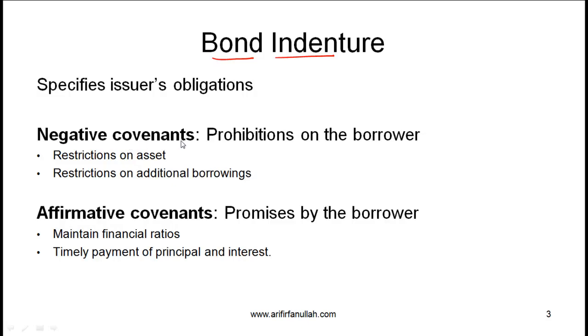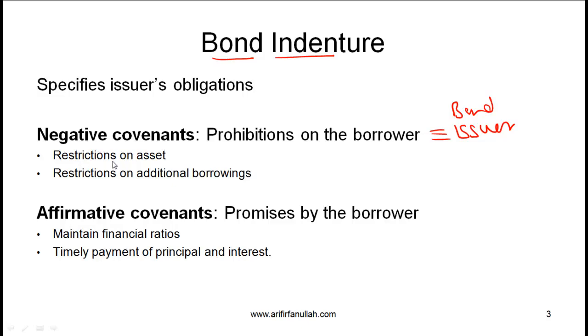Negative covenants are prohibitions on the borrower. Again, remember, I will use the borrower and issuer, this is the bond issuer, interchangeably. So negative covenants are prohibitions on the borrower, and the idea here is because of prohibitions such as this. So let's actually look at the negative covenants first. So negative covenants are prohibitions or things that the borrower / issuer is not allowed to do.